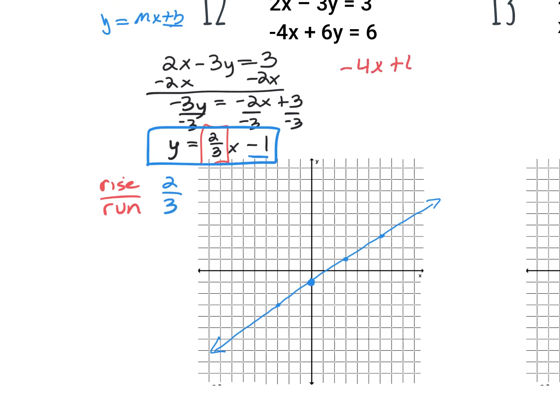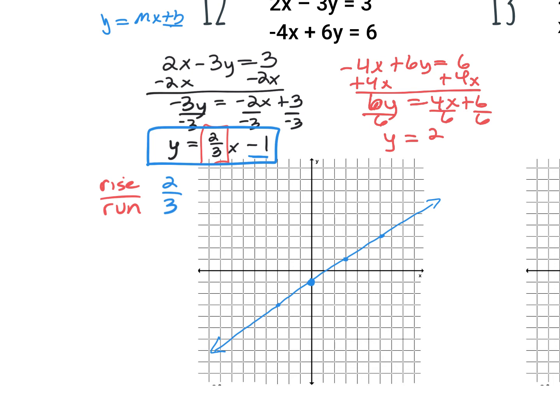Negative 4x plus 6y equals 6. I'm going to add 4x. 6y equals 4x plus 6. Divide everything by 6. Y equals 4 over 6, which reduces to 2/3 x, and 6 divided by 6 is 1. A big clue here, you should recognize that they both have the same slope. This is a clue that they're parallel. This is going to mean that when I'm done, it's no solution.